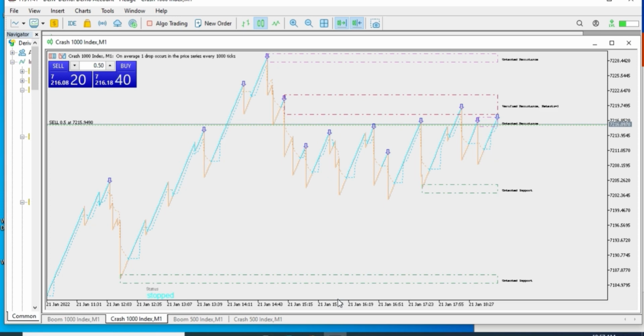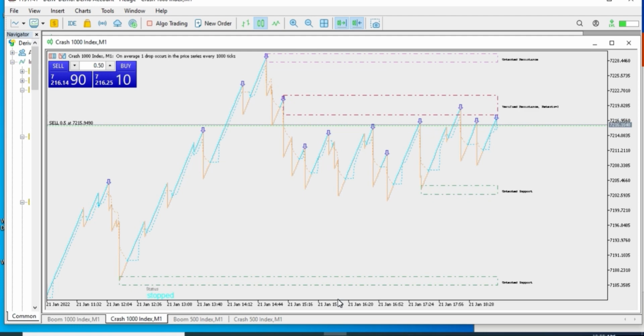So that's it. Wow, the spike just happened now. Can you see? Although it's a little spike, if it is a big spike, that is how you are going to be in big profit.